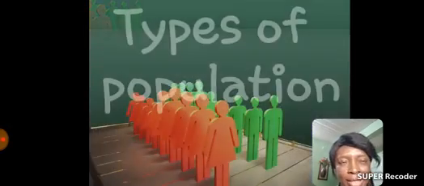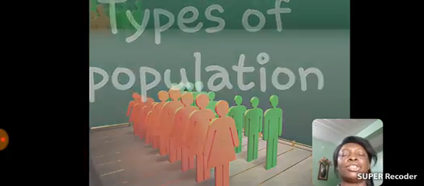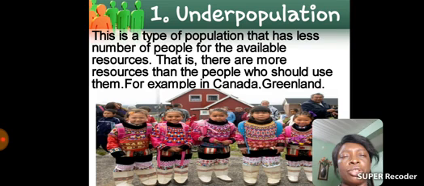Now, let's look at the types of population. Number one, we have underpopulation. This type of population has less number of people for the available resources. That is, we have less number of people and you have more resources available. So there you have underused resources. For example, you have Paraguay, Australia, Canada, Greenland, Bolivia, Botswana and the rest of them.